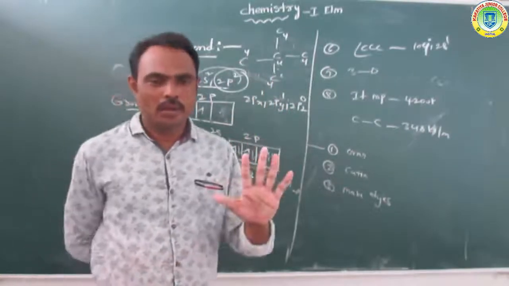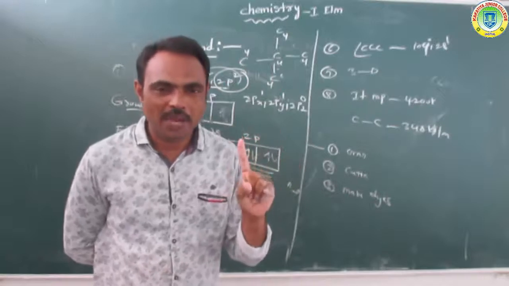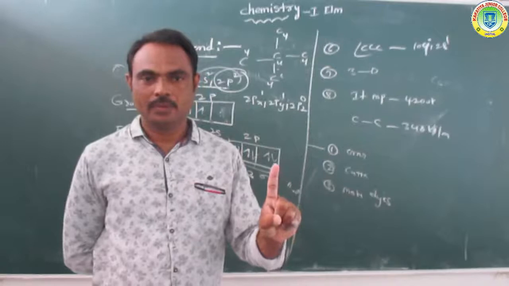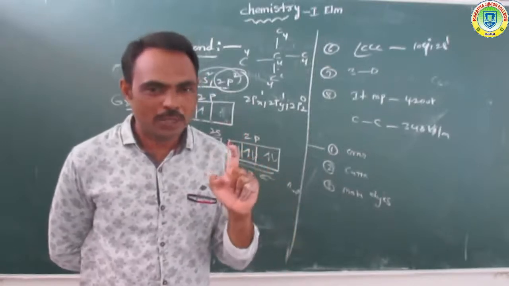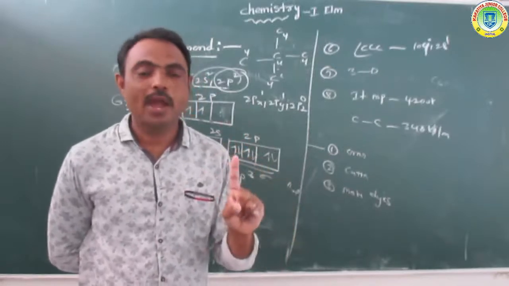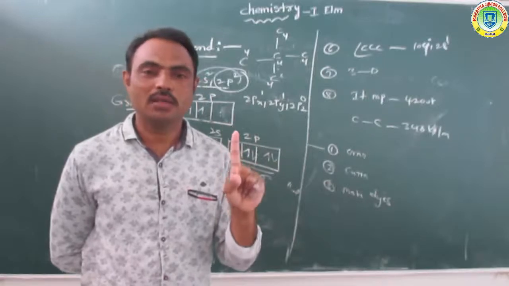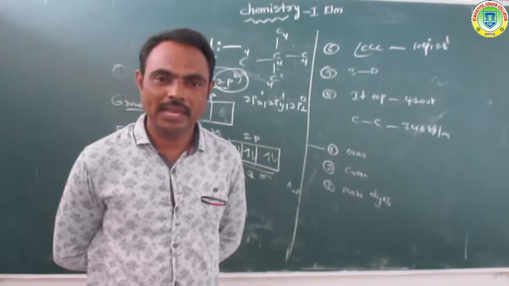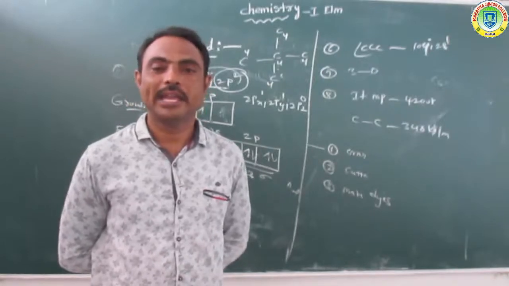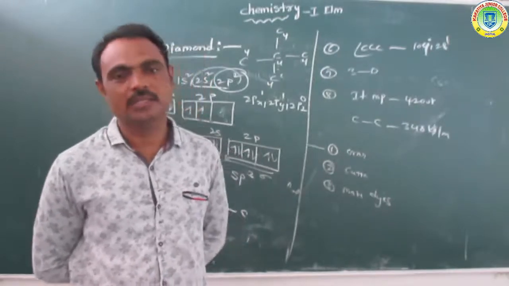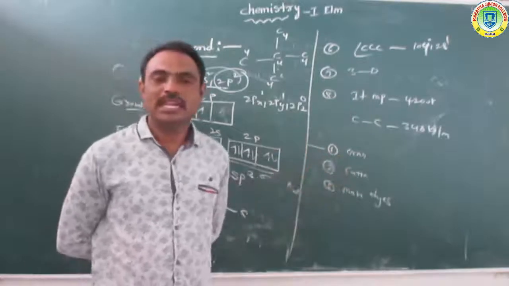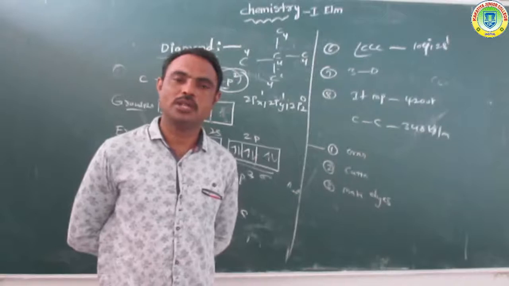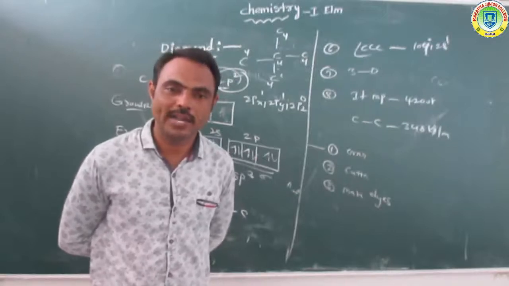Overall, what is the hybridization of diamond? sp3. How much is the bond length? 1.54 angstrom units. How much is the bond angle? 109 degrees 28 minutes. At the same time, it has a very high melting point. How much? 4200 Kelvin.